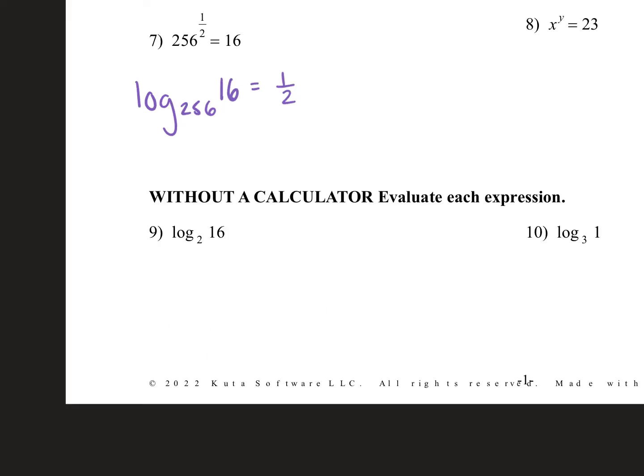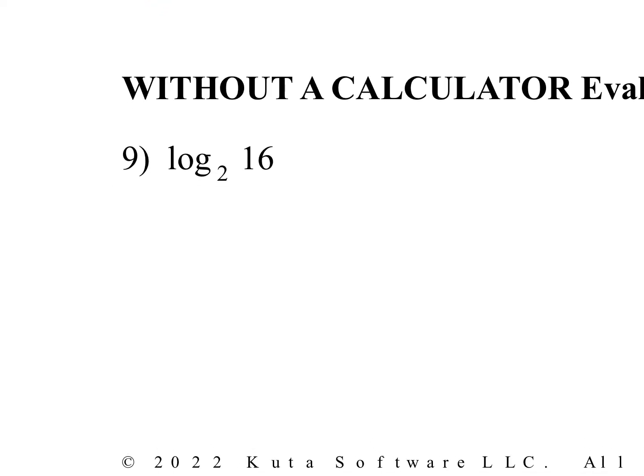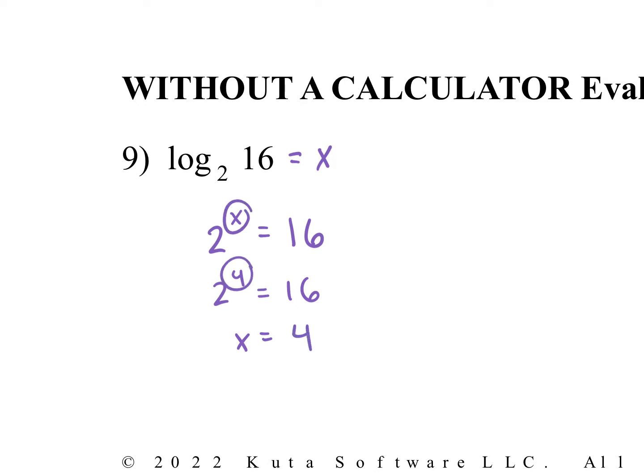All right, number 9 says, without a calculator, evaluate each expression. So we need to find what this is equal to. So we're going to say it's equal to some number x. So I want to put this in exponential form. So what would my base be? What's my exponent? And what's it equal to? So I need to think 2 to what power gives me 16? 2 to the 4th power would be 16. So what does x equal? X equals 4, because that's what exponent I need to be 16.